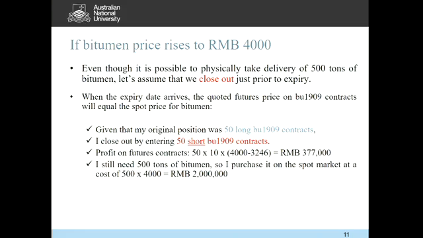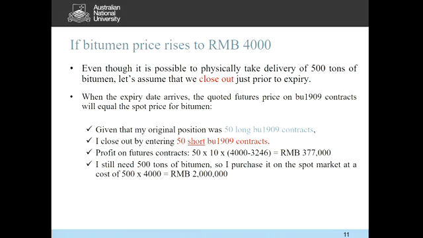So in the first scenario, fast forward 12 months, the bitumen price indeed increased, it rose to 4,000 RMB per ton. If that's the case, we should be really glad we actually did hedge, right? Otherwise, this can put us out of business. So fast forward 12 months, and the bitumen price increased to 4,000 RMB, and there are two options here. I can either take the physical delivery, which is the real stuff, the real black sticky bitumen, 500 tons, some warehouse in Shanghai I need to collect.